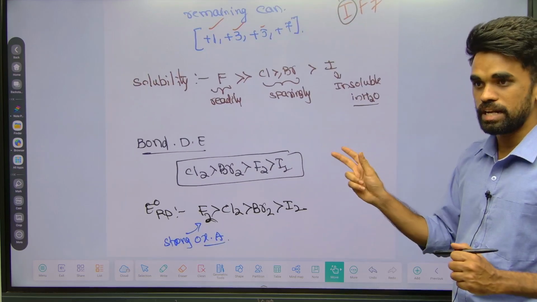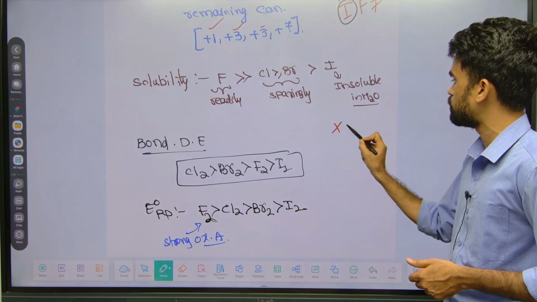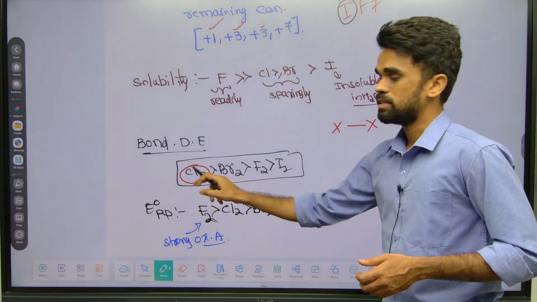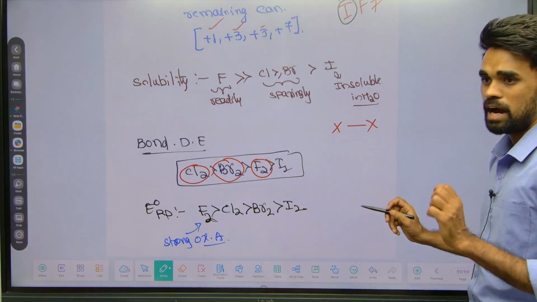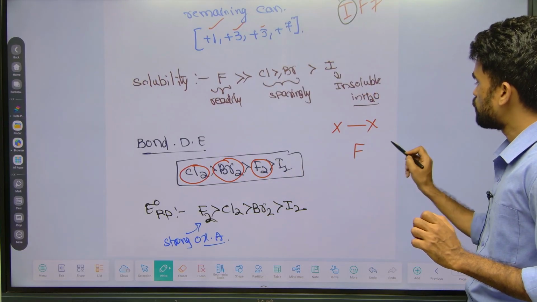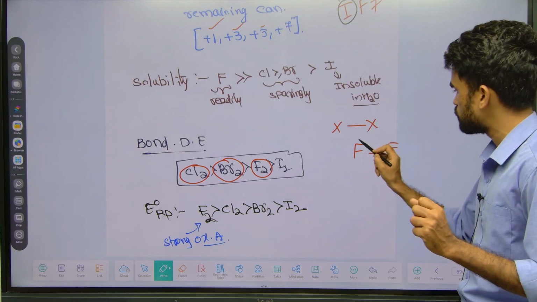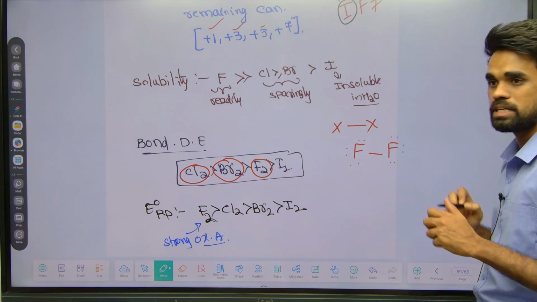Next one is bond dissociation energy of these halogens. Highest for which one? Chlorine. The next for bromine. Next for fluorine. Why is the order changing like this? See, the two fluorine atoms are both small atoms with lone pair electrons. How many lone pair electrons? 3 lone pairs on each atom.